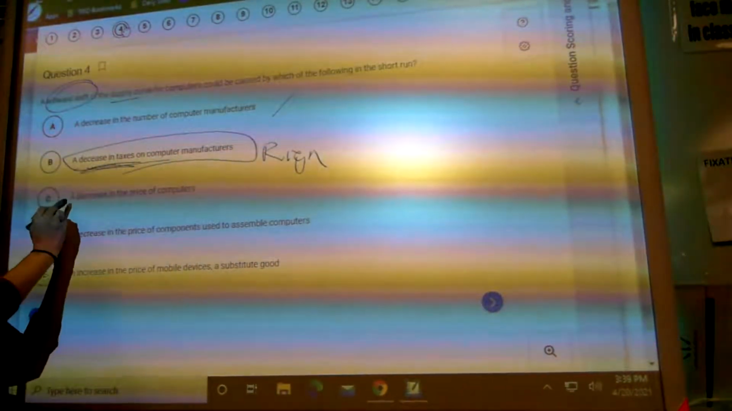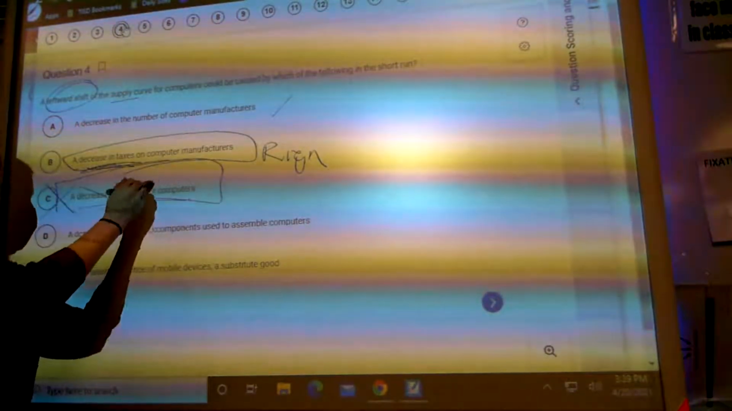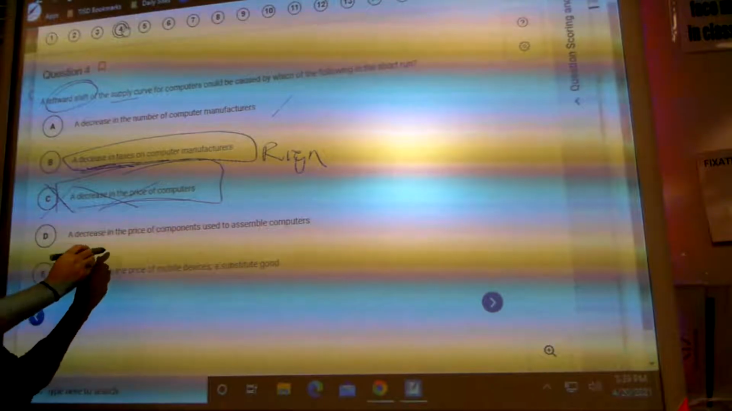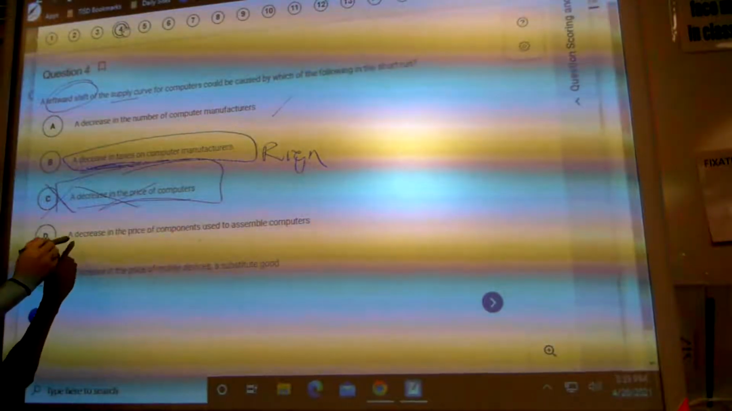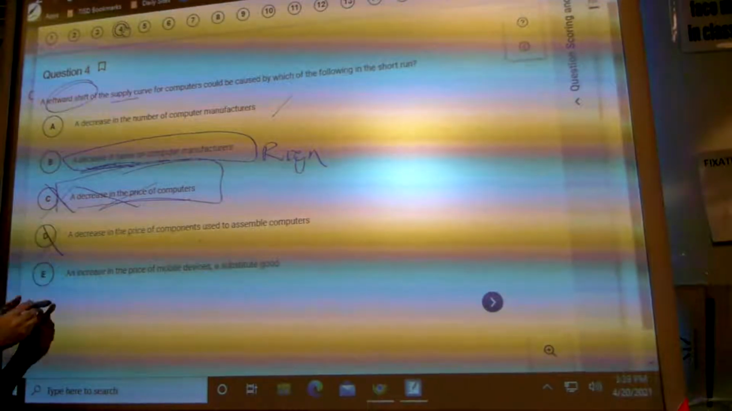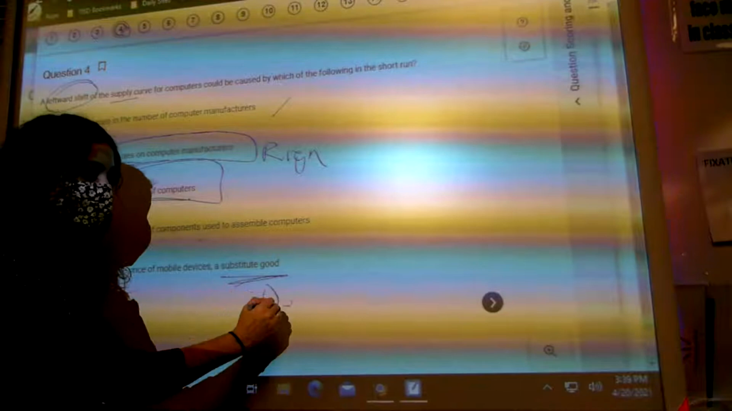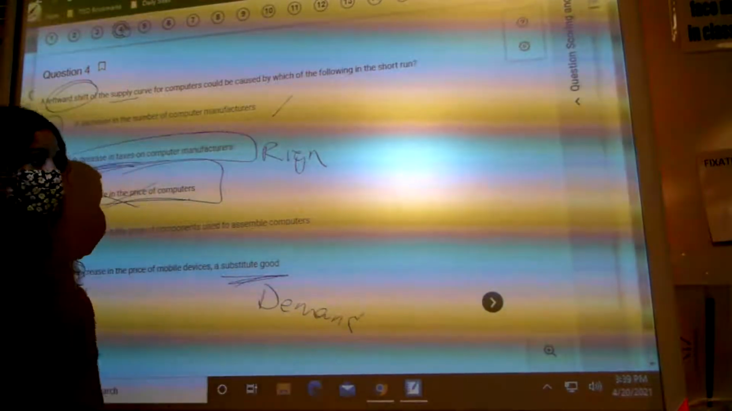A decrease in the price of computers wouldn't shift it at all. This is a no-go for both supply and demand. A decrease in the price of components is basically saying cheaper resources. B and D are the same, so also no. An increase in the price of mobile, that's a substitute good. Ooh, that's a demand shifter, not a supply shifter.